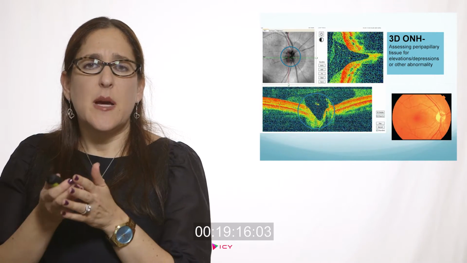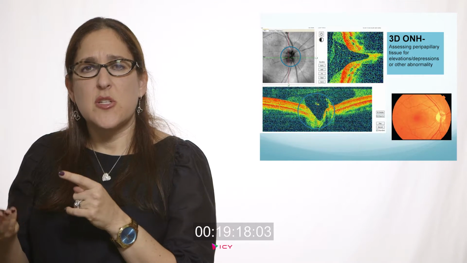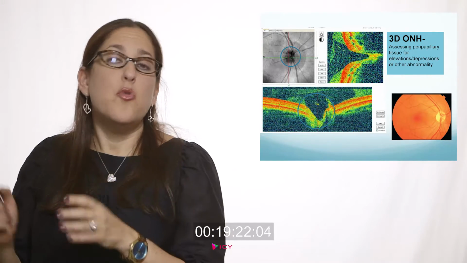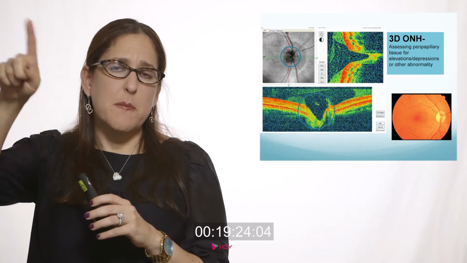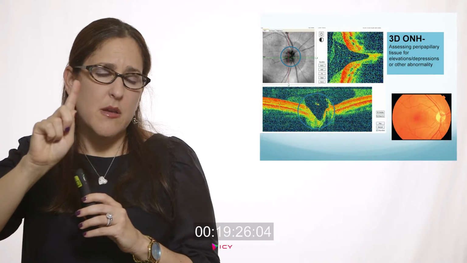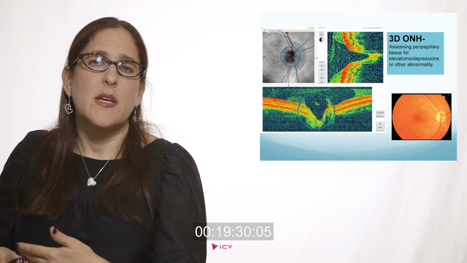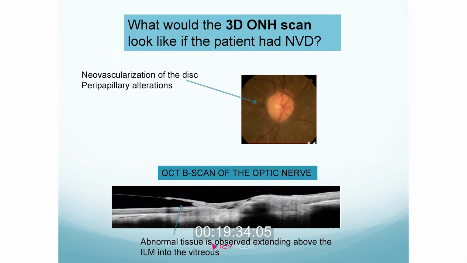Remember that the 3D optic nerve head is going to show you elevations and depressions in the peripapillary space. The normal optic nerve head should have that dip or that divot that you see. But what about situations where the nerve is abnormal? Okay? Do we lose that divot? What happens in that peripapillary space?